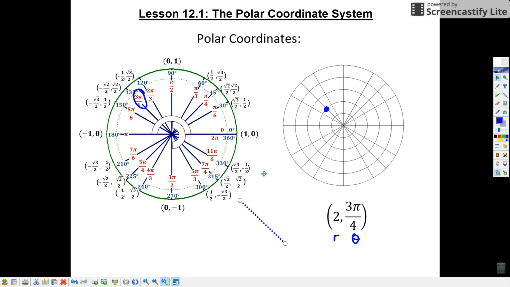So remember, you're going to need to use your unit circle. You're going to need to make sure you have this memorized again for this whole unit because it's pretty important.